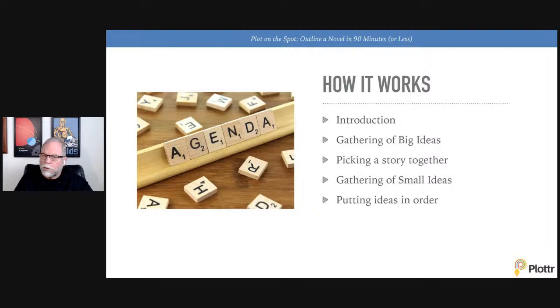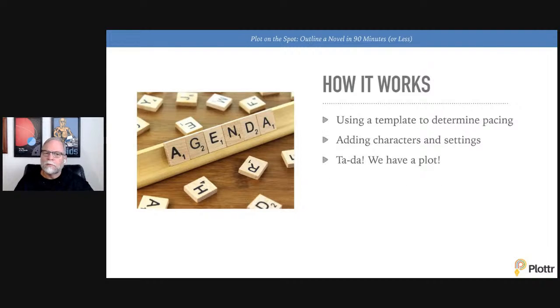We're going to gather some small ideas and put those together in Plottr as well. Then we're going to put them in some kind of order, hopefully an order that makes sense for the story. To do that, we're going to use a template to determine pacing, just like we would with any other plot that we're creating. As we go along, we're going to add characters and settings, and then bam, we're going to have a plot. And we're going to have a plot just that quickly.